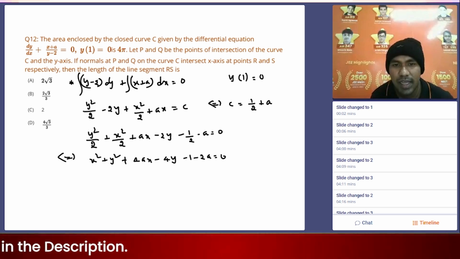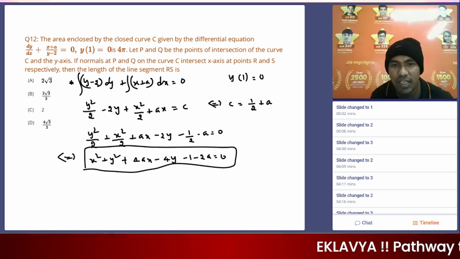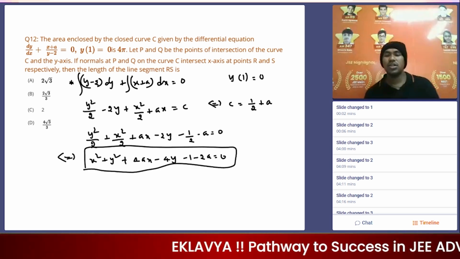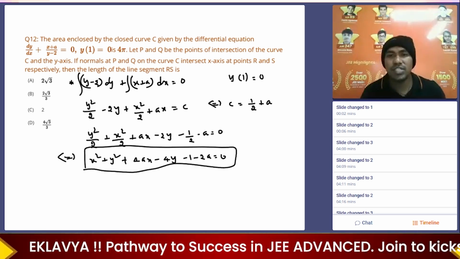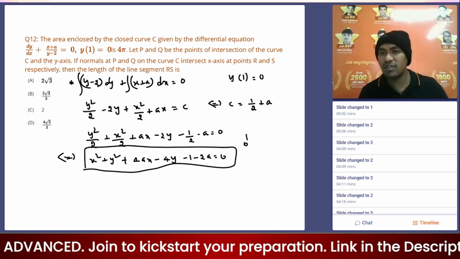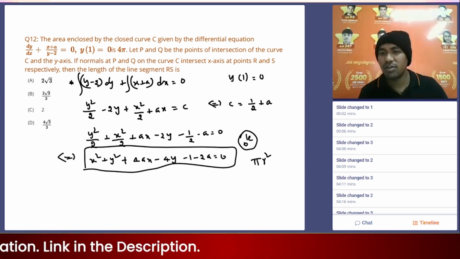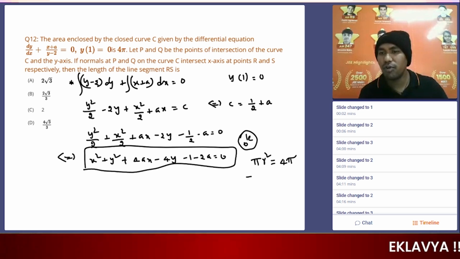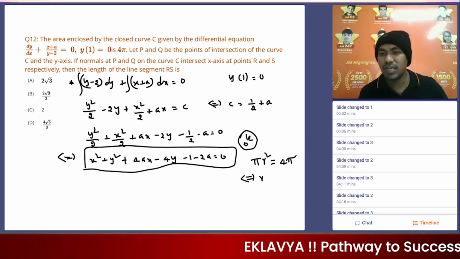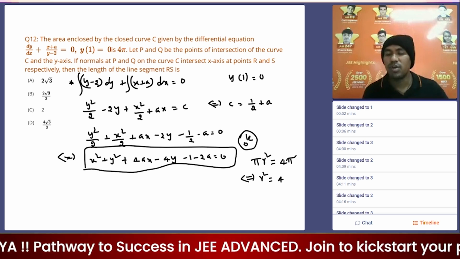And what does it look like? It looks like the general equation of a circle, right? Now you know the circle, and they mentioned the area of the enclosed curve; our curve represents a circle only. Area of a circle is what? Very good, pi r square. So how much have they given? It is 4 pi, which means the r square value has to be equal to 4. What is the r square value?